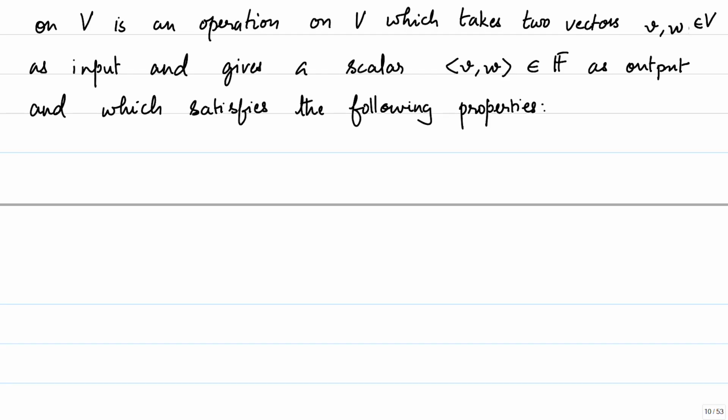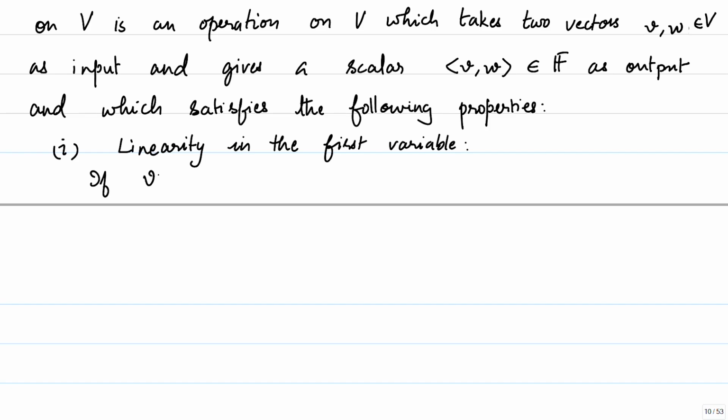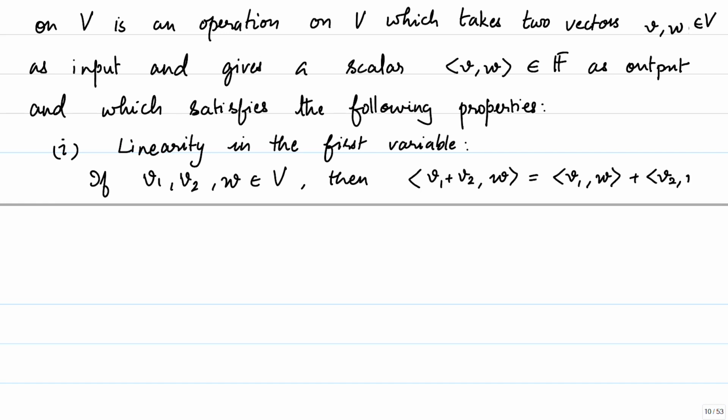So what are the properties that are satisfied by the inner product? The first one is linearity in the first variable. What does that mean? If V1, V2 and W are elements in capital V, then the inner product of V1 plus V2 and W is equal to the inner product of V1 with W plus the inner product of V2 with W.